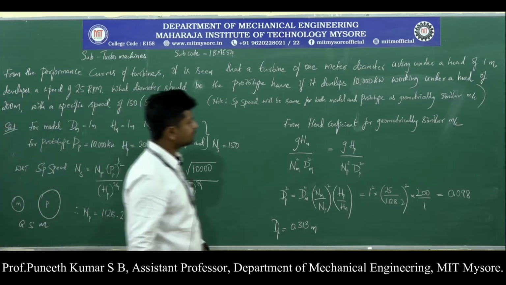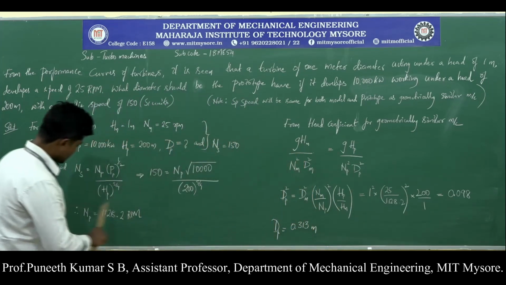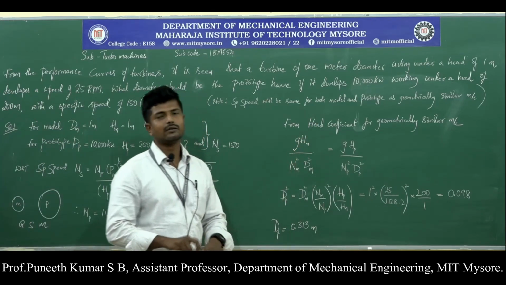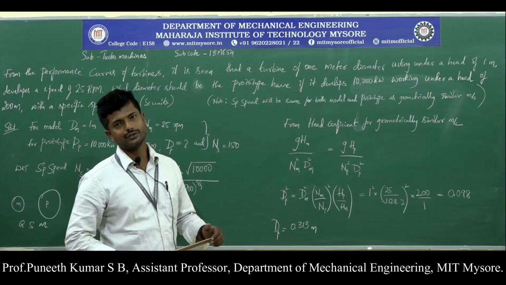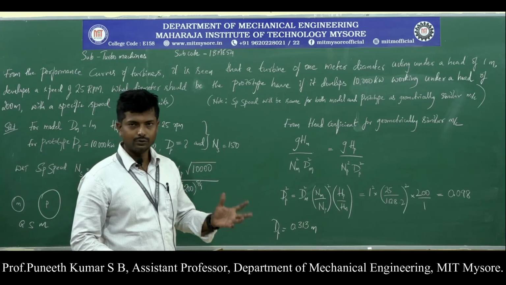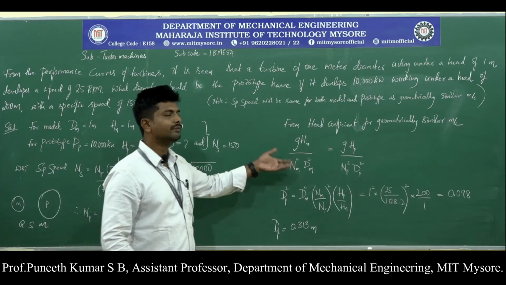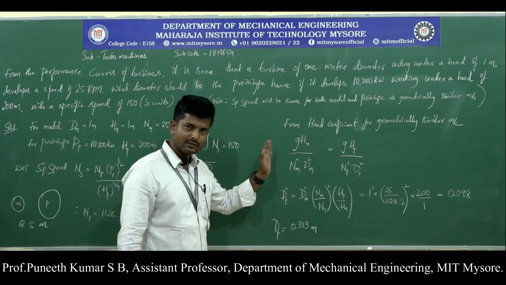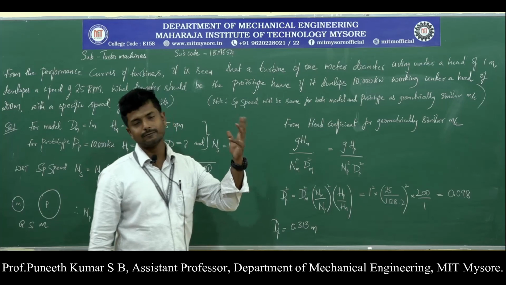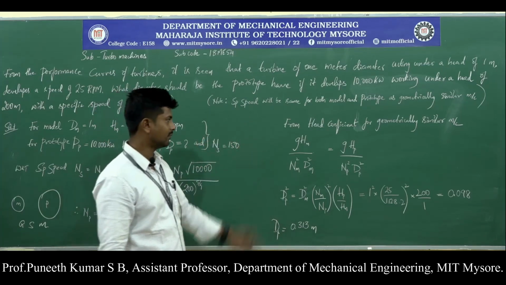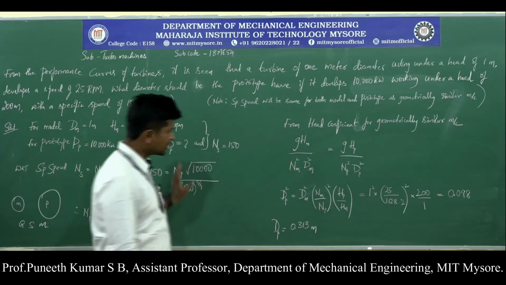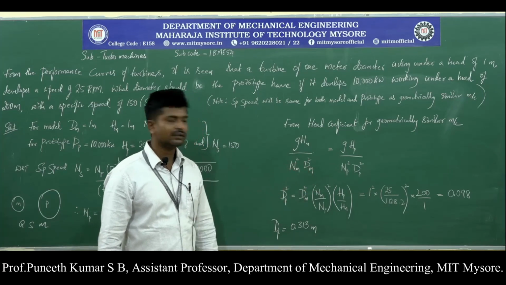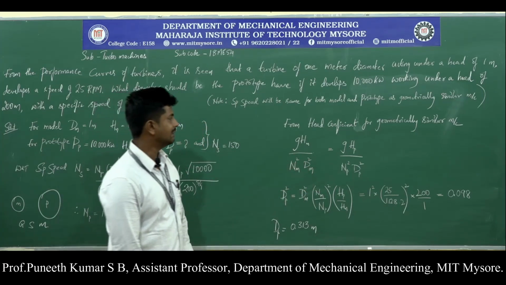Next, once I know the speed of the prototype, I can make use of the head coefficient. If possible, we can also make use of the power coefficient or flow coefficient, whichever is feasible out of these three coefficients. There is no mandate that I should be using only the head coefficient; whichever is feasible, we will choose, of flow, head and power coefficients. For this particular situation, I am choosing the head coefficient. Why? Because most of the terms are known or given in the data.